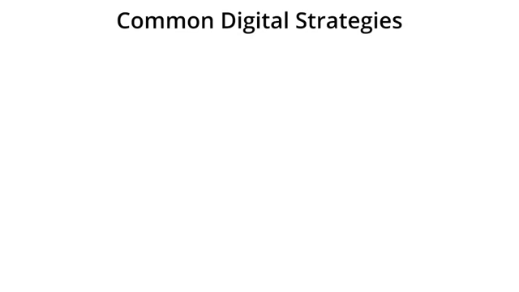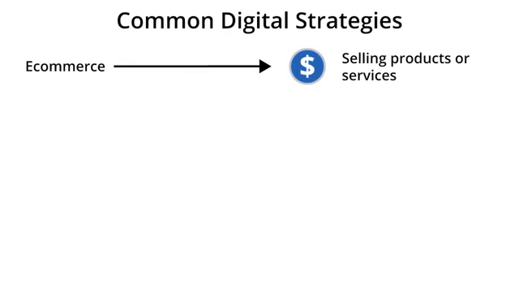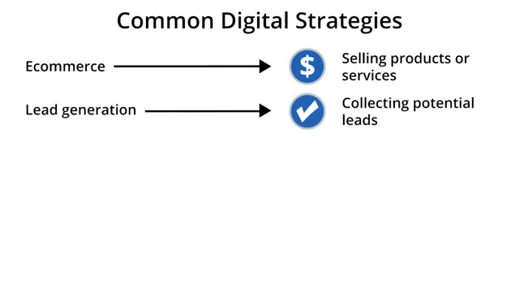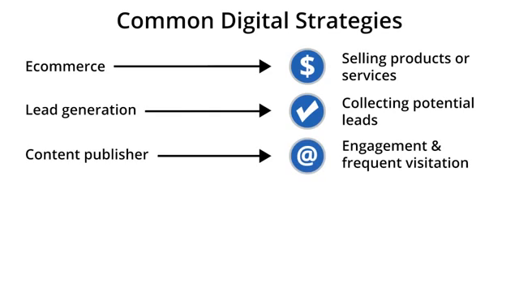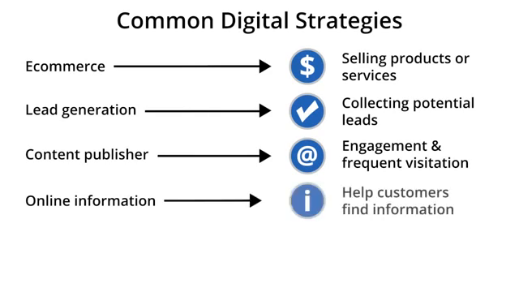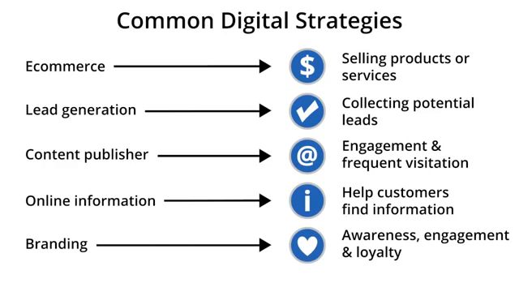Remember, each business will have its own set of strategies, but most of them will closely relate to these 5 common types. For e-commerce sites, selling products or services. For lead generation sites, collecting potential leads. For content publishers, encouraging engagement and frequent visitation. For online information or support sites, helping users find the information they need. And for branding, driving awareness, engagement, and loyalty. Let's continue breaking this down.